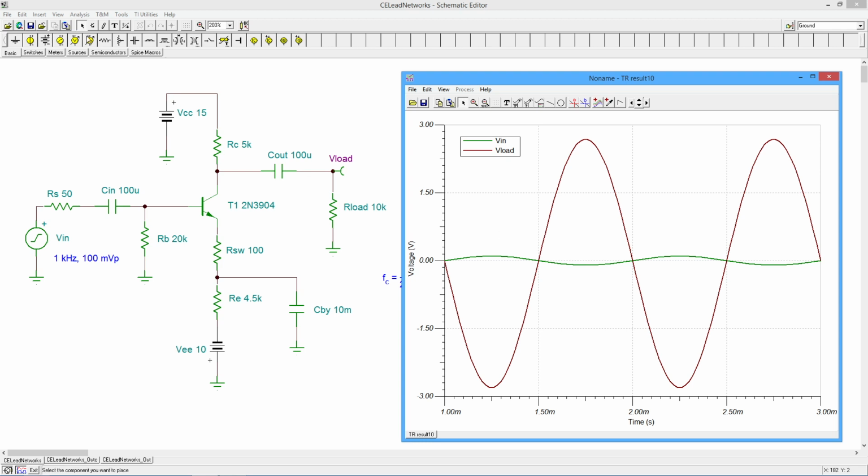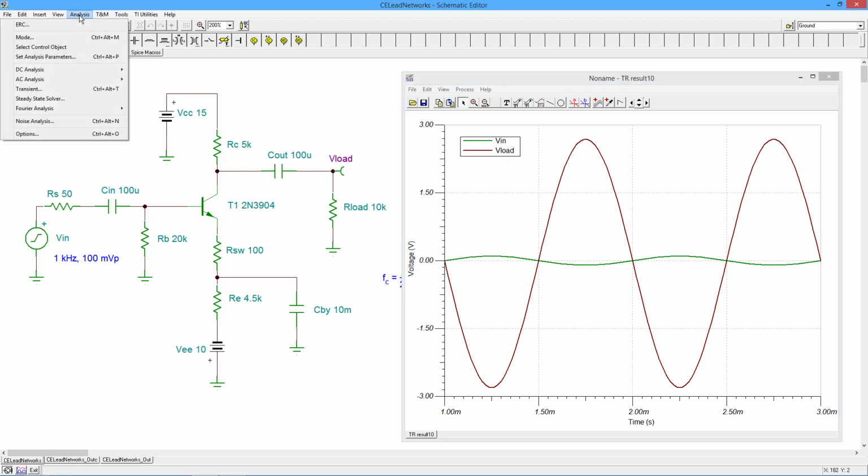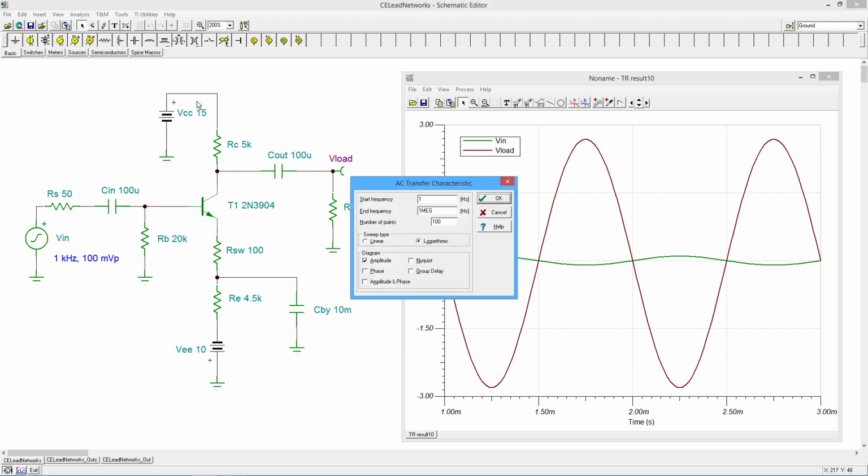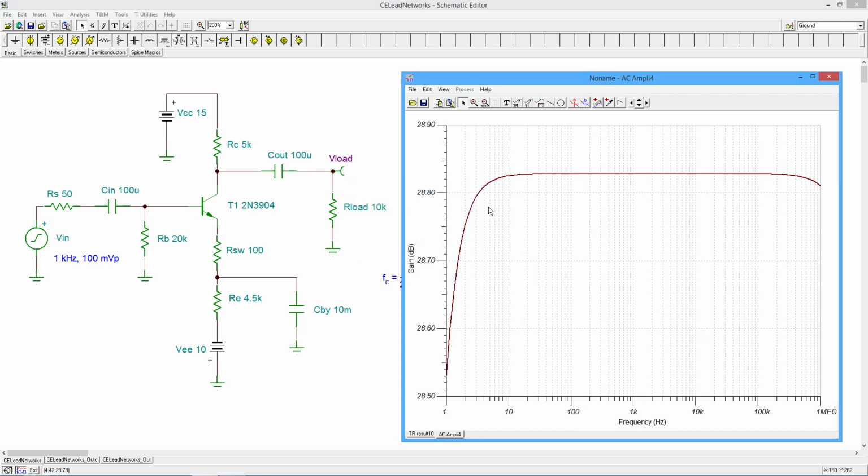All right. Now let's go in and do an AC analysis. We'll do the AC transfer characteristic. I'm going to start this off at 1 hertz and go up to 1 megahertz. Now what we see is a nice flat gain response out here. So here's 1 hertz up to 1 megahertz. One thing I want to point out is that the gain is in decibels.